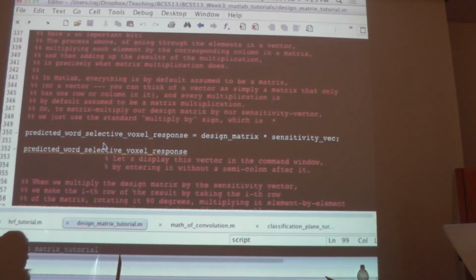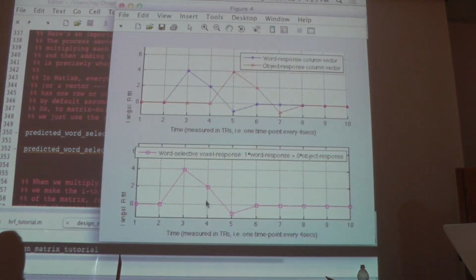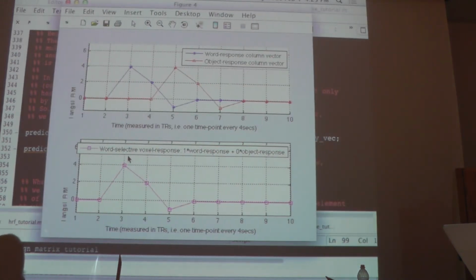So if I take this imagined response profile and multiply it by the design matrix, this is literally a matrix multiplication. You multiply the matrix by the vector, then I get what the predicted response would be from a voxel that had that kind of profile, and it will look like this. This is really a statement of the obvious, but it will get a bit less obvious in just a minute. So if my predicted response to words looks like this, and my predicted response to objects looks like this, and I have a voxel that loves words and doesn't care at all about objects, then its predicted response will look like that, right?